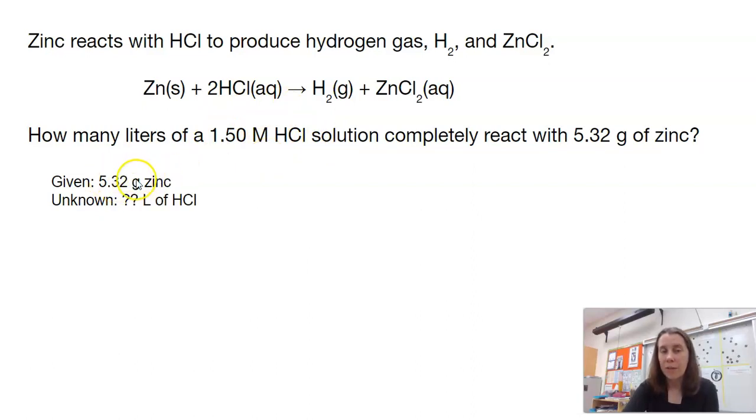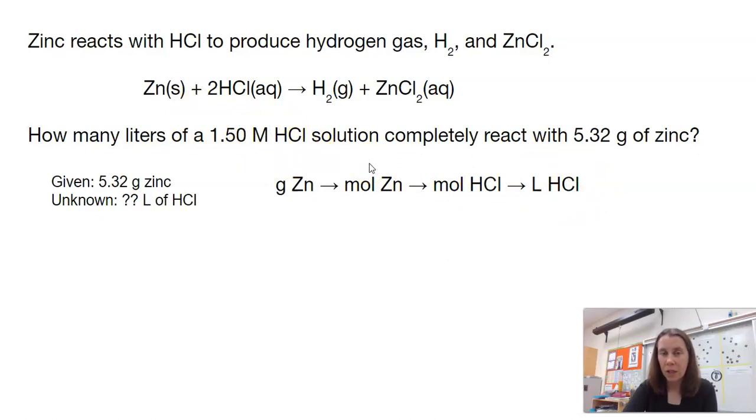So first we have to get from grams of zinc to moles of zinc, and we'll use the molar mass to do that. Then we'll get from moles of zinc to moles of HCl, and we'll use our balanced equation. And then the last step, which is a little bit new, is getting from moles of HCl to liters of HCl, and we'll use our molarity for that.